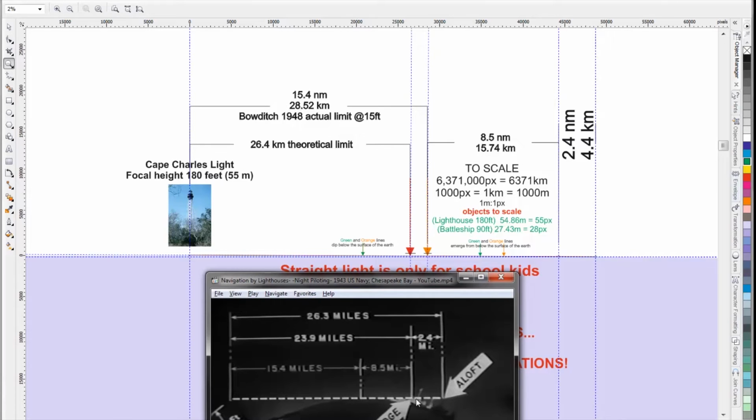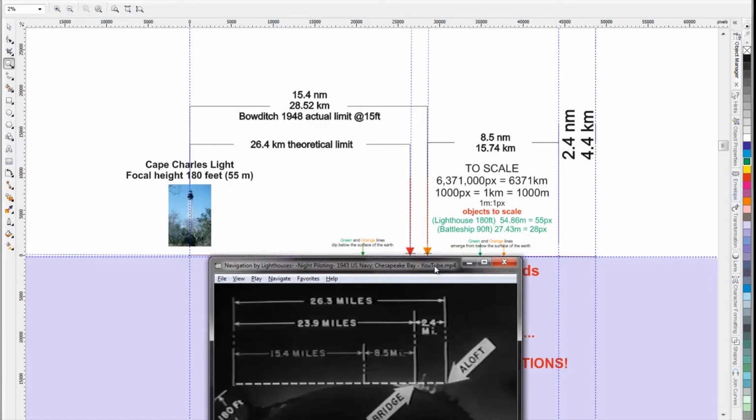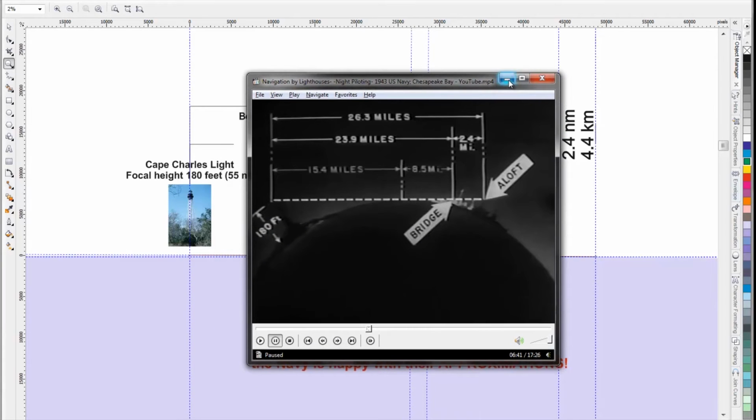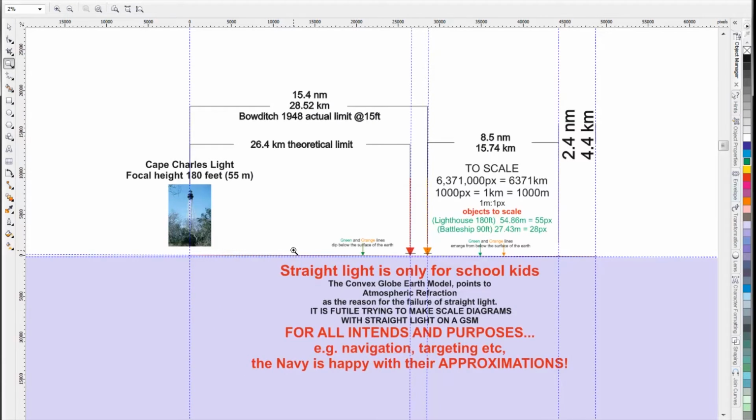The light hits aloft the second ship at the height of 90 feet, and later on, it travels in a sideways direction like this until the light of the lighthouse hits the bridge at the 23.9 mile mark. So this is a direct representation to scale.